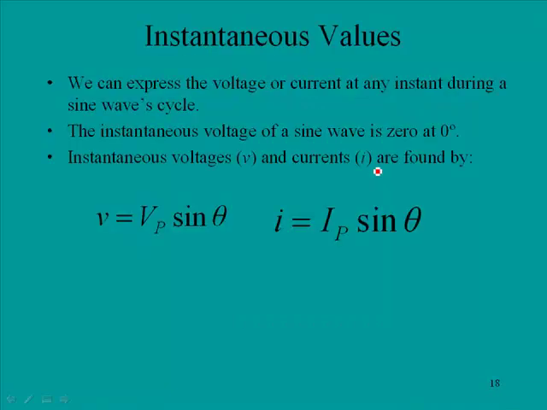Okay, instantaneous values. We can express the voltage or current at any instant during a sine wave's cycle. The instantaneous voltage of a sine wave is 0 at 0 degrees. And instantaneous voltages and currents are found by using this formula. The instantaneous voltage could be found by taking Vp times the sine of the angle, wherever we are in the angle based on the degrees.